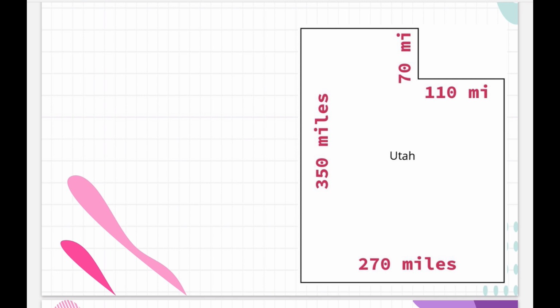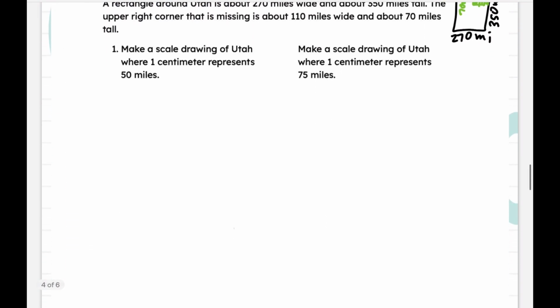What I need to do with this, though, is we are going to create our own scale drawing of Utah, and we're going to do it twice. So before I begin drawing, I need to make sure that I know how long to draw each side. So if you take a look at your paper, it is broken up into two sections here. We have this section here where it says make a scale drawing of Utah, where 1 centimeter represents 50 miles, and another one where 1 centimeter represents 70 miles.